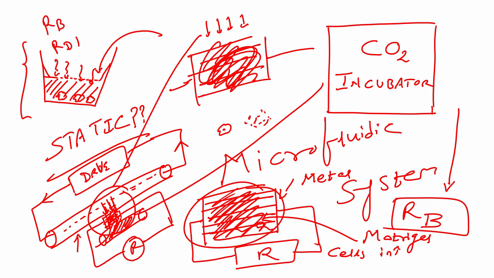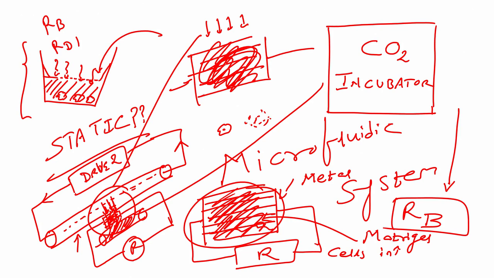So, if I use the similar platform and flow drug 2, this is drug 1, right. Now, instead of drug 1, if I flow drug 2, then depending on the efficacy, depending on the effectiveness of the drug, again the drug will diffuse.